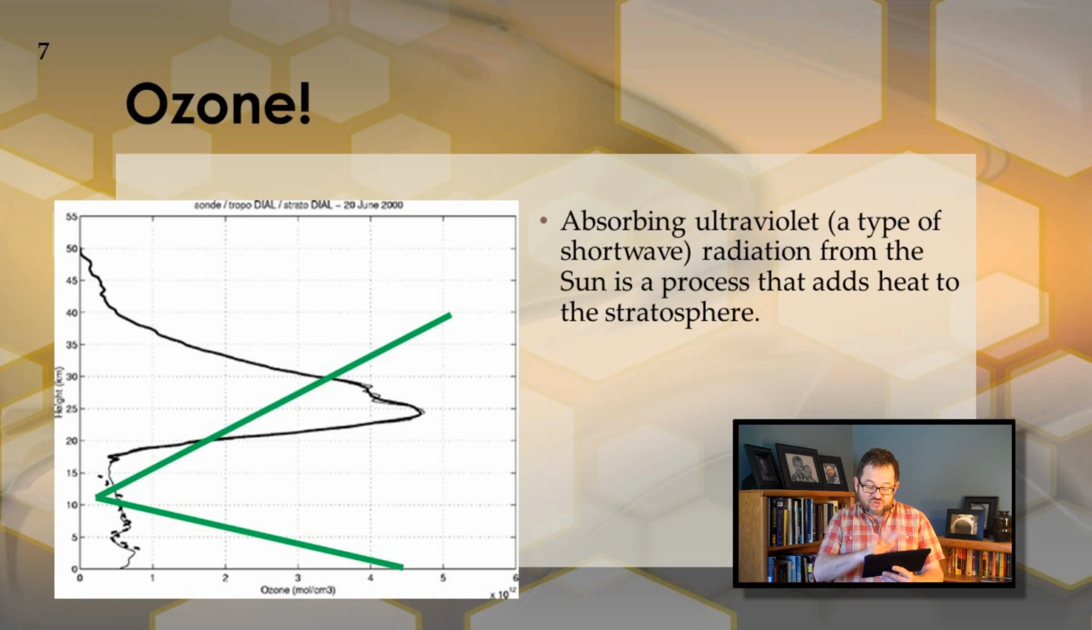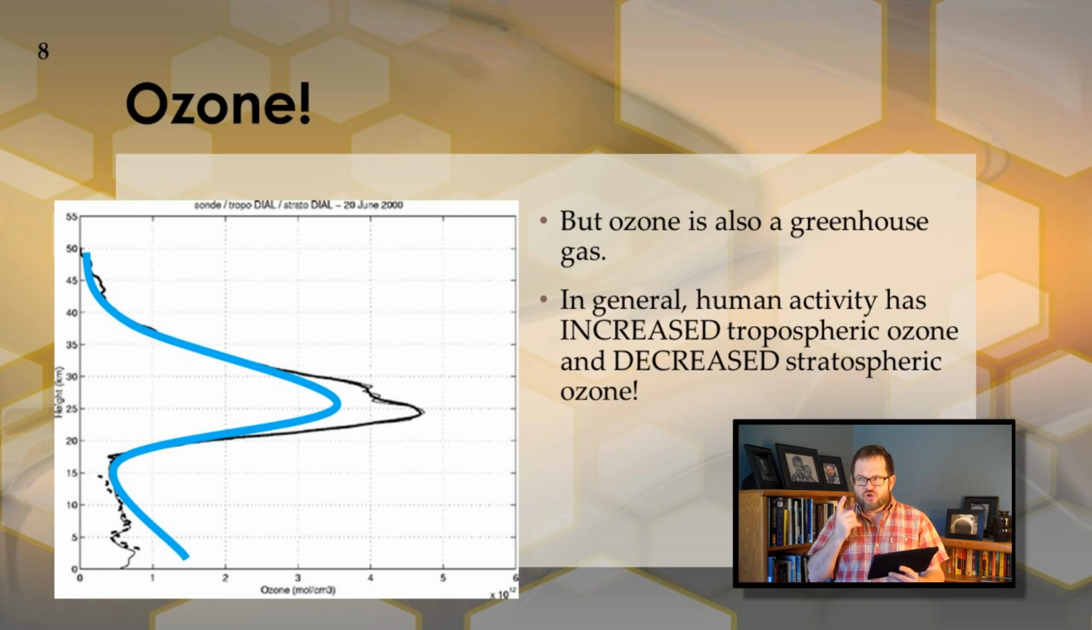So the temperature structure of the Earth's atmosphere actually depends on the ozone in the stratosphere. Now, we know that ozone is a greenhouse gas, as well as playing this nifty role with regard to ultraviolet radiation. In general, human activity has done two things to ozone. We have increased the amount of ozone in the troposphere, down where we live, and we have depleted or decreased the amount of ozone in the stratosphere.